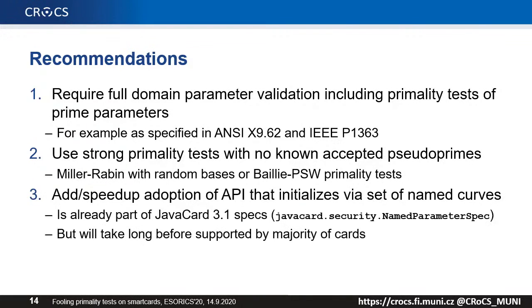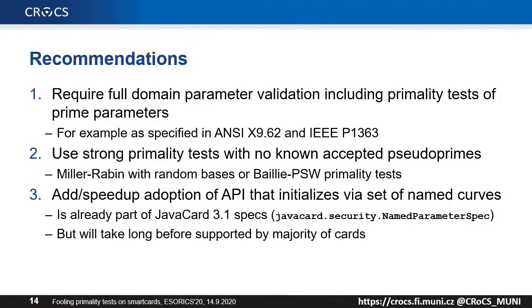JavaCard version 3.1, which is the newest one, already does have support for named curves, which means that you as a developer are not setting the domain parameters separately. Instead, you are just saying, I would like to use this particular curve, and then all parameters are set. So this is already part of the specification, but the issue is it will take long before it's supported by the majority of cards, so some speed up of the adoption is necessary.